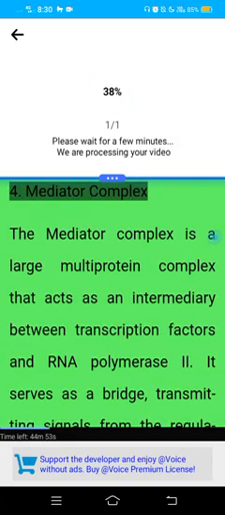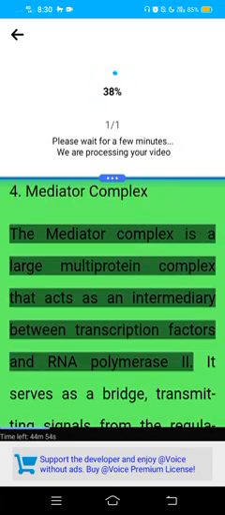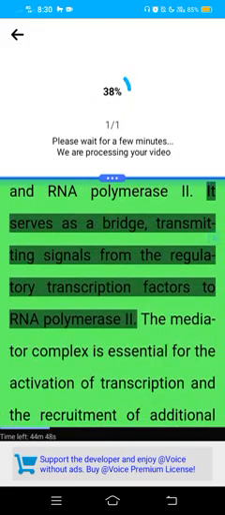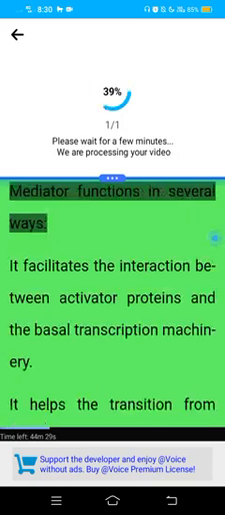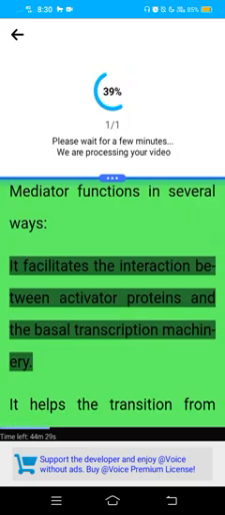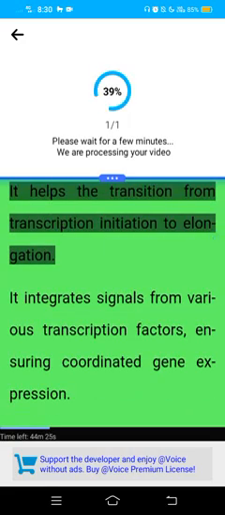4. Mediator complex. The mediator complex is a large multiprotein complex that acts as an intermediary between transcription factors and RNA polymerase II. It serves as a bridge, transmitting signals from the regulatory transcription factors to RNA polymerase II. The mediator complex is essential for the activation of transcription and the recruitment of additional co-activators and chromatin remodeling factors. Mediator functions in several ways. It facilitates the interaction between activator proteins and the basal transcription machinery. It helps the transition from transcription initiation to elongation.